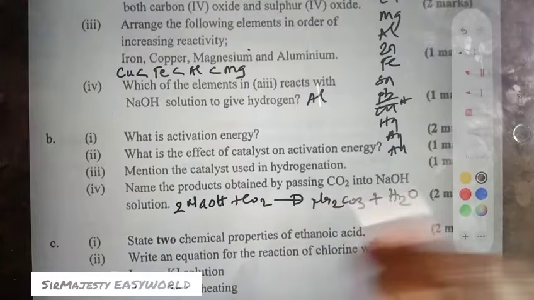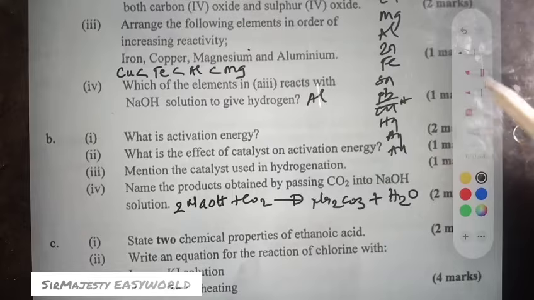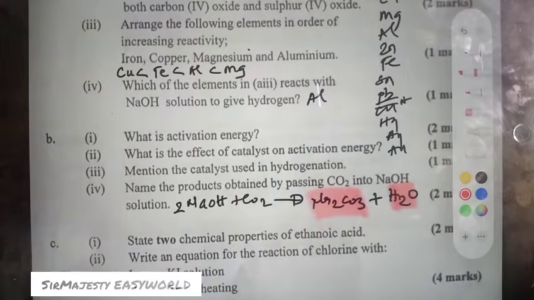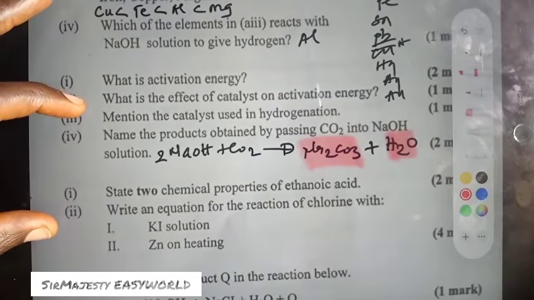We put 2 here. But they are not required. We are not required to write the equation. Just from this, I've written. Use the highlight to tell these are the products: water and sodium trioxocarbonate IV. Then state 2 chemical properties of ethanoic acid.